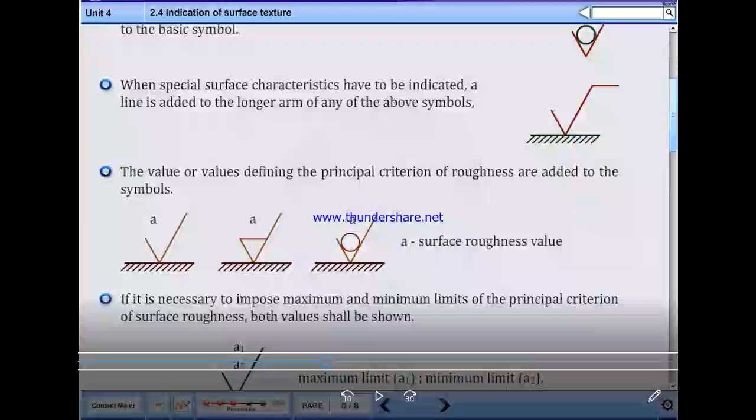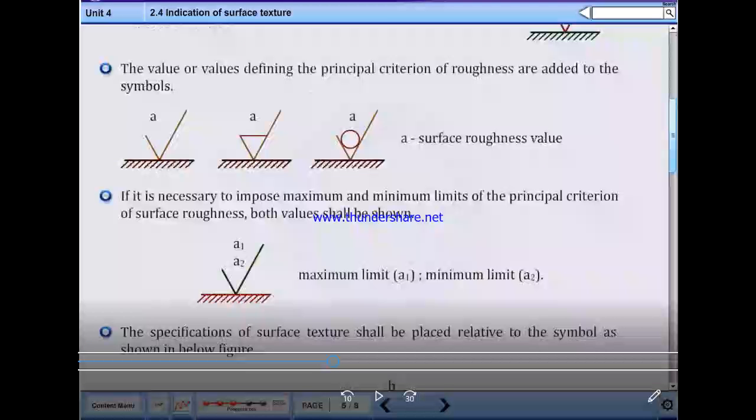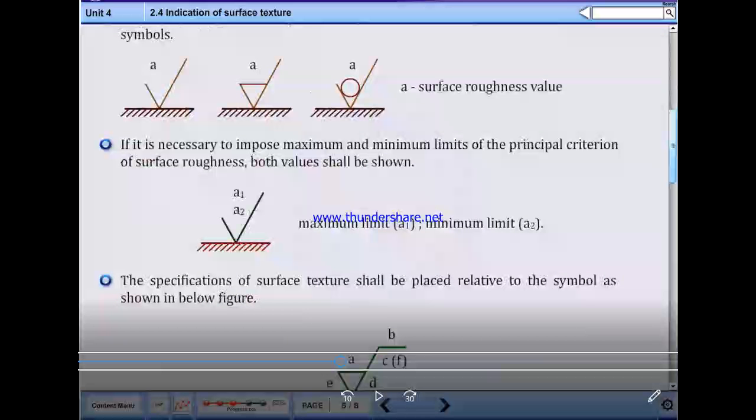It is necessary to impose maximum and minimum limits of the principal criterion of surface roughness. Both values shall be shown like this, A1, A2. This indicates minimum and maximum criteria, that is, the maximum limit is A1 and the minimum limit is A2. The specifications of surface texture shall be placed relative to the symbol as shown in this figure.